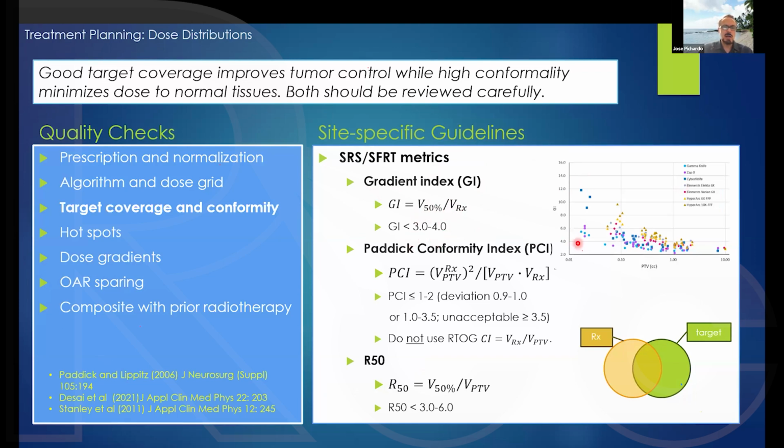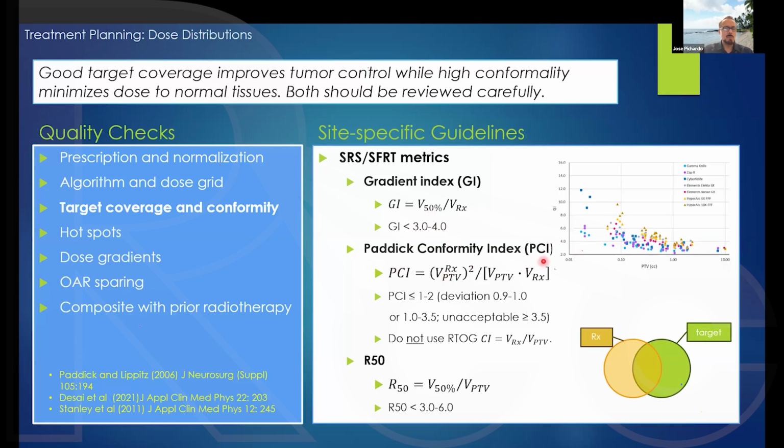Now I'm showing you a graph here with gradient indices for different sizes of PTV. And you see that as the PTV gets smaller, this ratio explodes. You're not going to be between 3 and 4 if you have a very small lesion. You're probably going to be more like 6, 7, even 10. So that's just something to consider when you're looking at this constraint. It's not going to be valid for very, very small lesions.